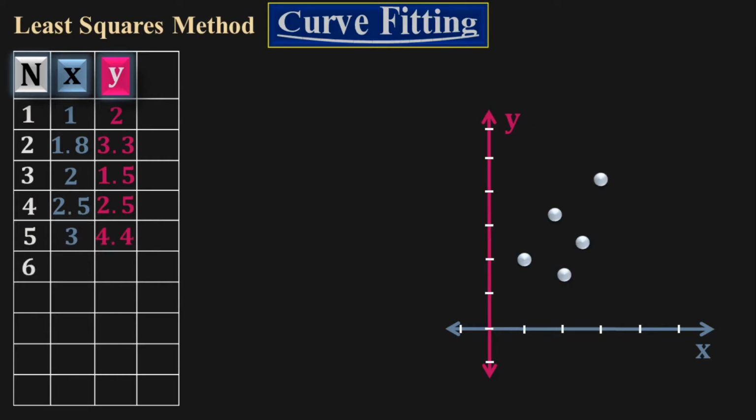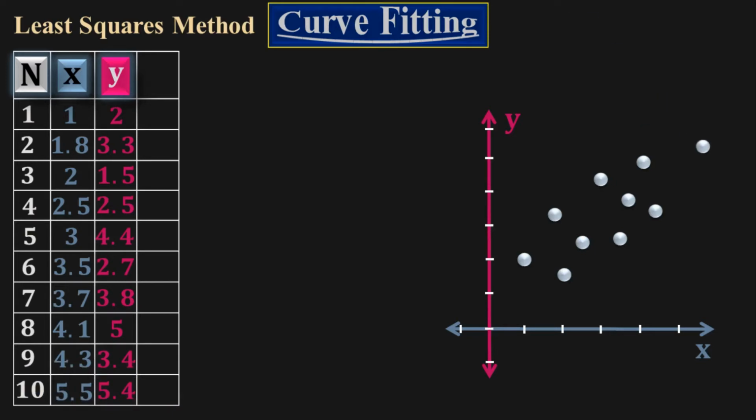Sixth point is at 3.5 along the x-axis and 2.7 along the y-axis. So it lies here in the xy plane. Seventh point is at 3.7 along the x-axis and 3.8 along the y-axis, which lies here. My eighth point is at 4.1 along the x-axis and 5 along the y-axis, which is here. My ninth point is at 4.3 along the x-axis and 3.4 along the y-axis, which is located here. My last point, the 10th, is at 5.5 along the x-axis and 5.4 along the y-axis, which lies here in the xy plane.